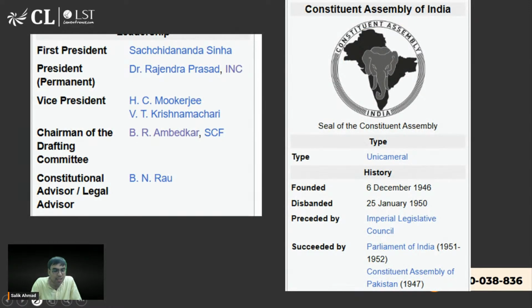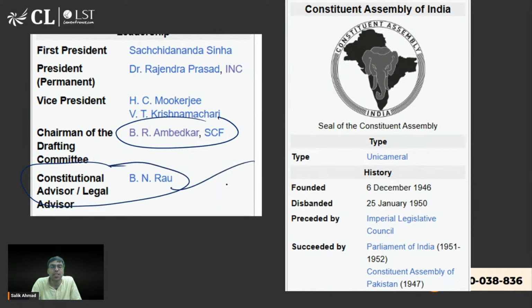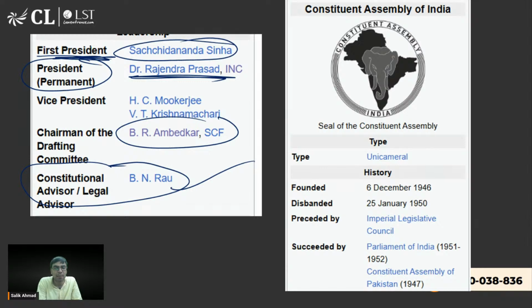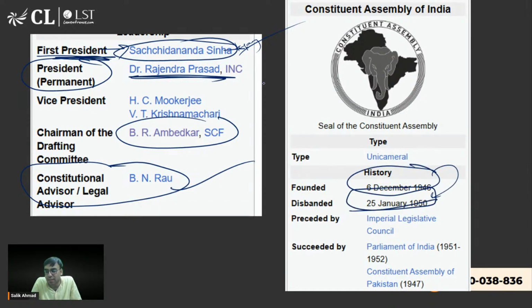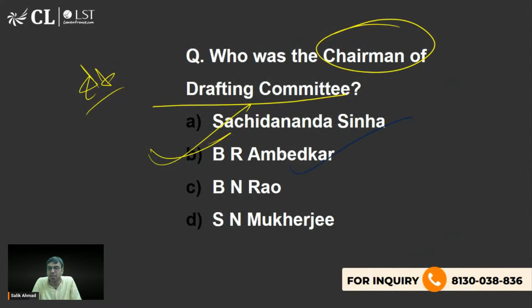कुछ चीज याद रखना है, जैसे चेयरमैन ऑफ ड्राफ्टिंग कमेटी भीमराव अम्बेडकर, ठीक है. कॉन्स्टिट्यूशनल एडवाइजर कभी कभी पूछते हैं BN राव. फर्स्ट प्रेसिडेंट या इंटरिम प्रेसिडेंट अगर पूछा जाए सत्येंद्र सिन्हा, और परमानेंट प्रेसिडेंट पूछा जाए तो राजेंद्र प्रसाद. यह इंटरिम प्रेसिडेंट है, जो फर्स्ट वाला लिखा ना, इंटरिम यानी टेम्पररी. सो दिस यू शुड बी नोइंग अबाउट इट. Established on 6 December 1946, disbanded on 25 January 1950. ठीक है, पता होना चाहिए. This is the right answer.